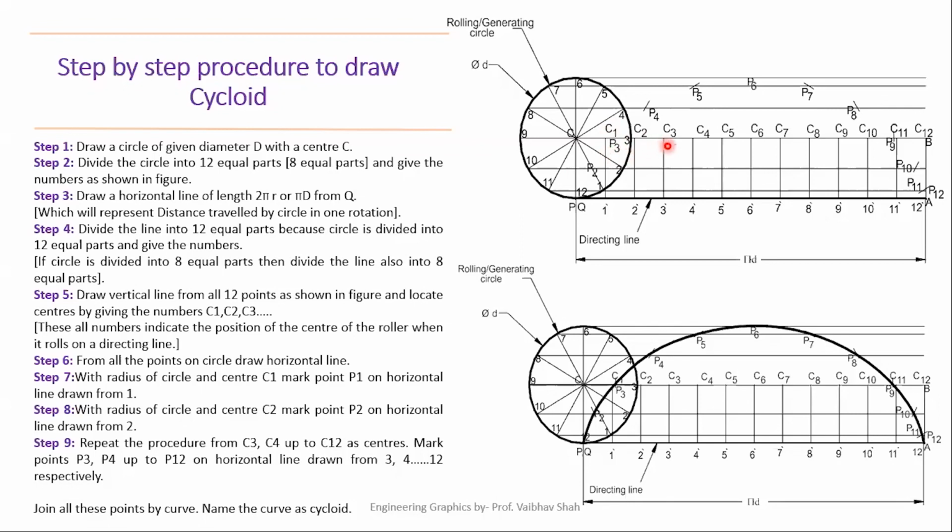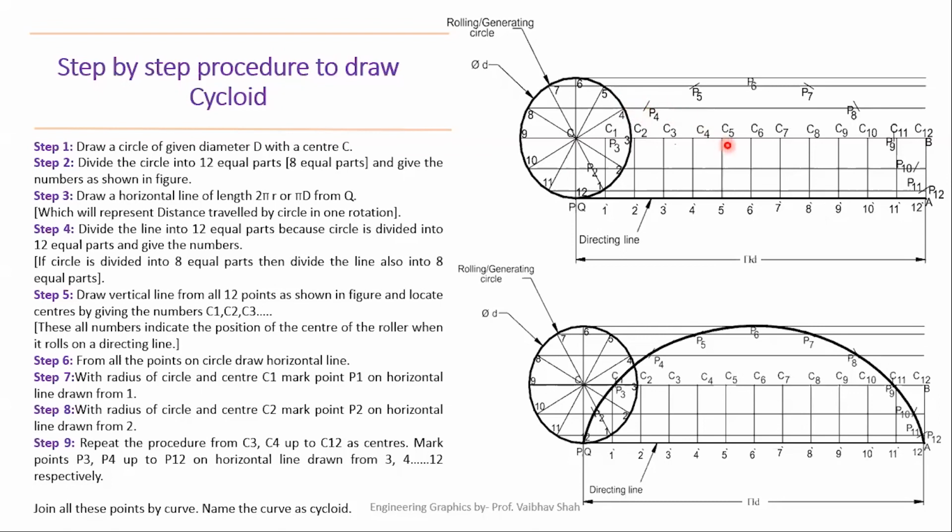After that, change the center to C4, and this time we'll be cutting the line of 4. So this is point number 4, so there will be a line of 4. So we'll be cutting this line of 4. So this is the 4 line, P4. So we'll have this point as P4.